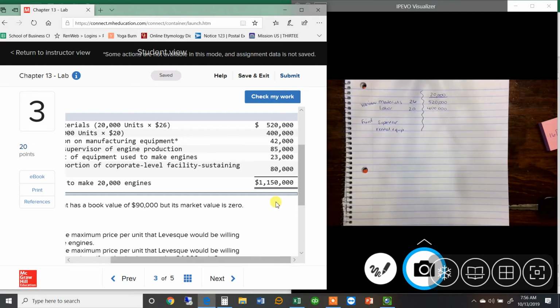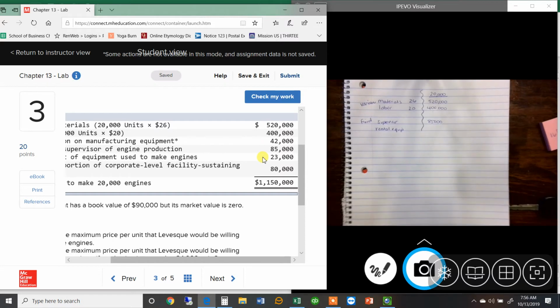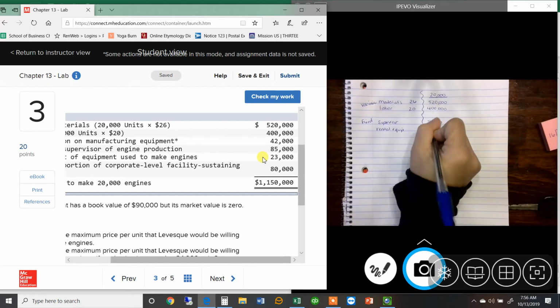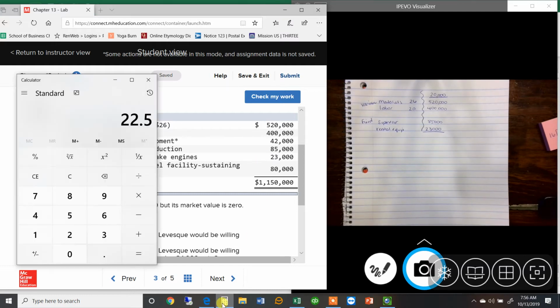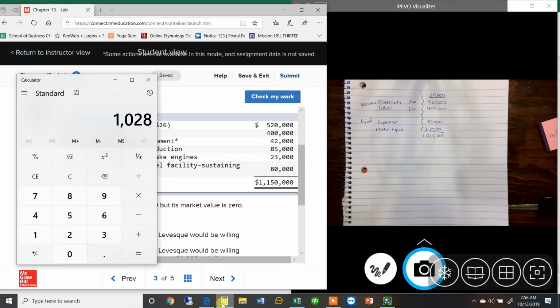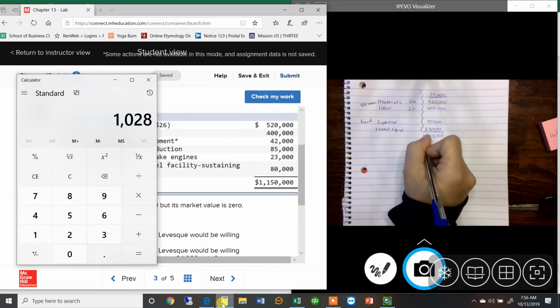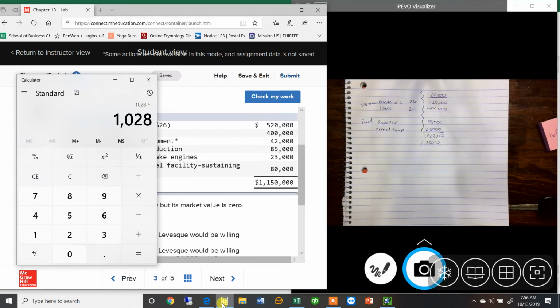Now down here, these are fixed. So it costs me $85,000 for my supervisor, and it costs me $23,000 for the rental equipment. And if I add all of these items up, that's going to give me $1,028,000. And to determine how much it would cost me per engine, I'm going to take that and divide it by the 20,000.